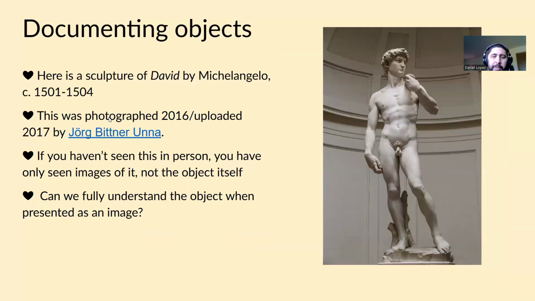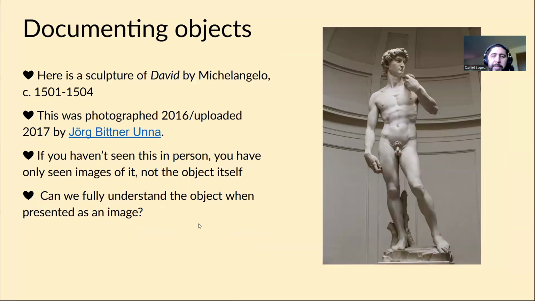Okay, so here is a sculpture of David by Michelangelo. This was photographed in 2016 and uploaded in 2017 by Jörg Bittner Una. Sorry. I'm being specific about the documentation because we're talking about documentation. This is how the person decided to capture this. So there might be some of you who have seen this in person, and it was different than I expected. And this is the reason why.